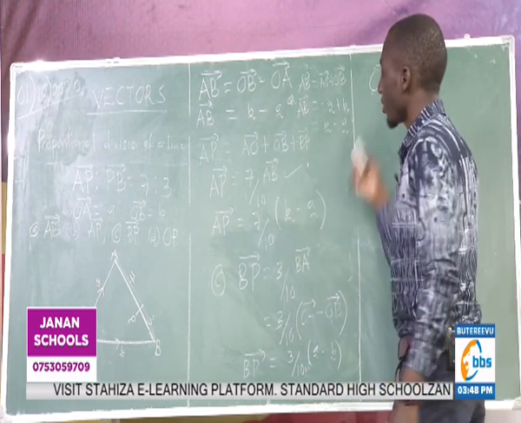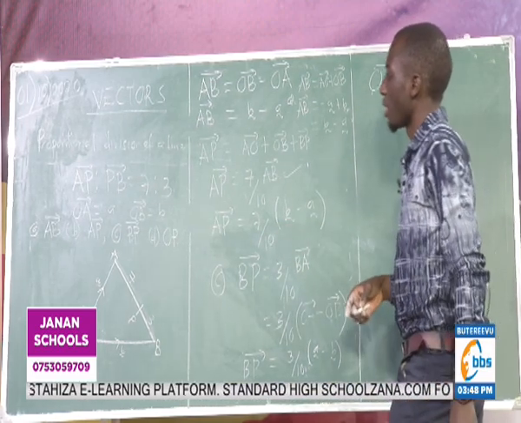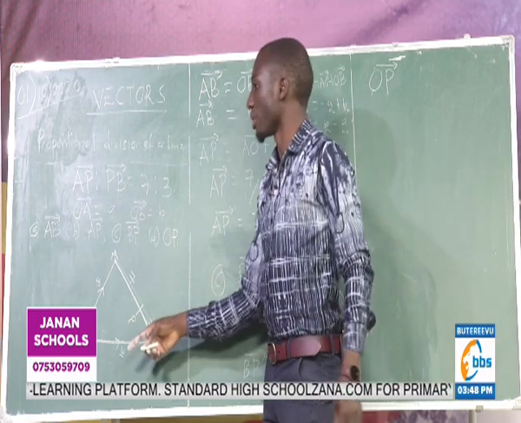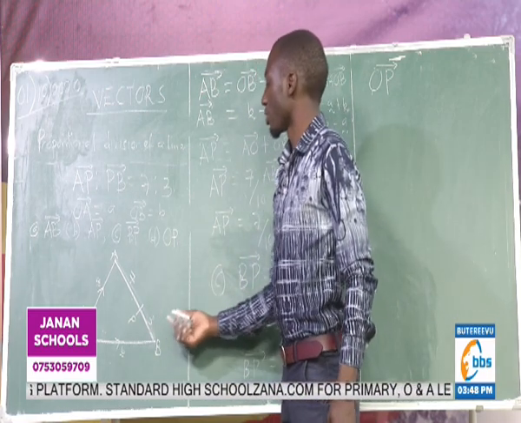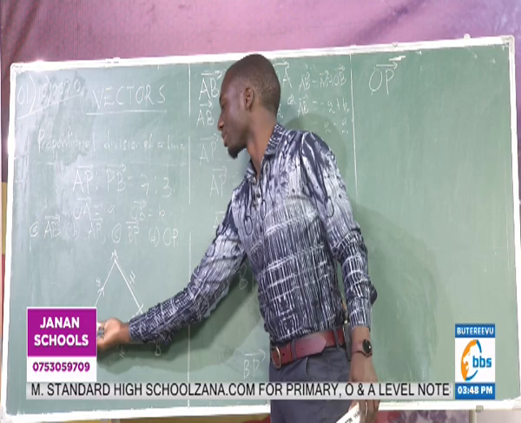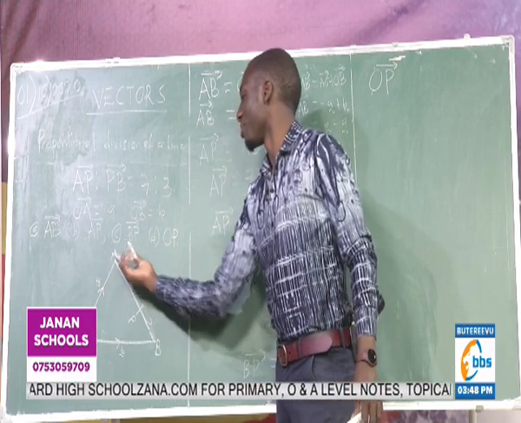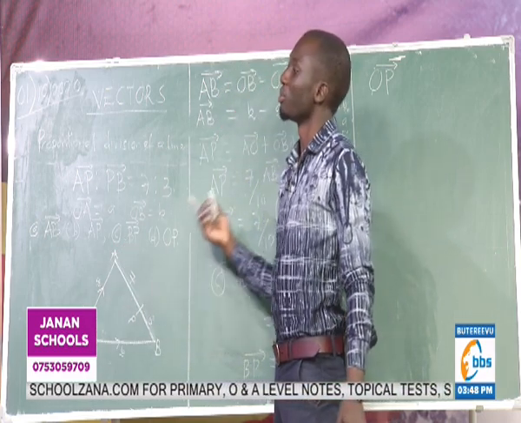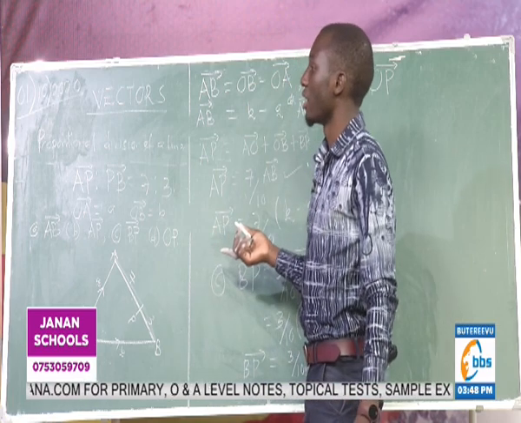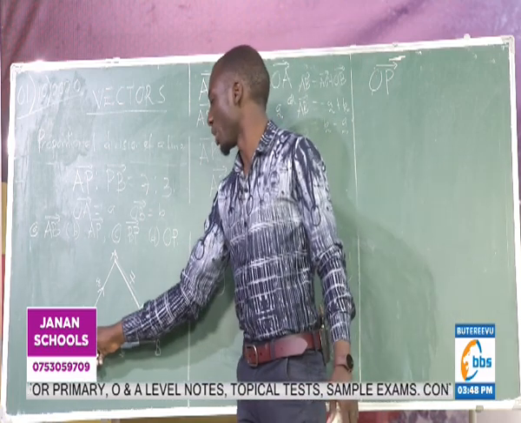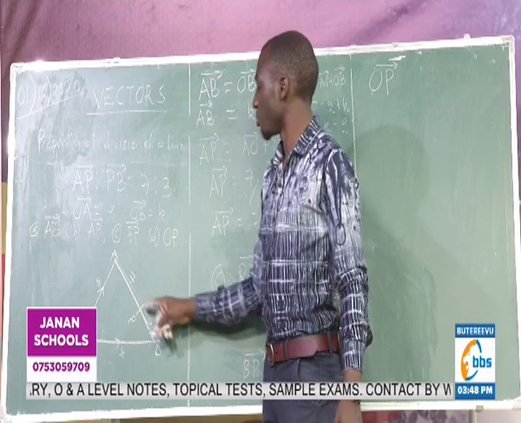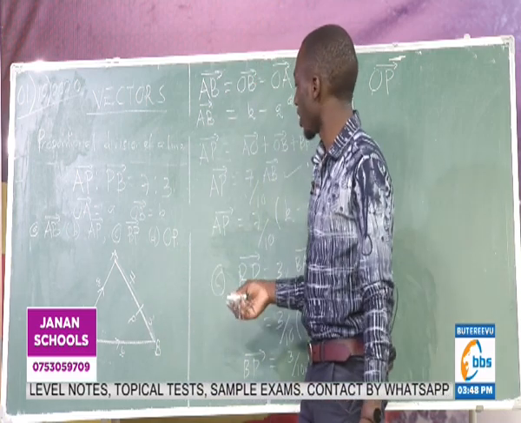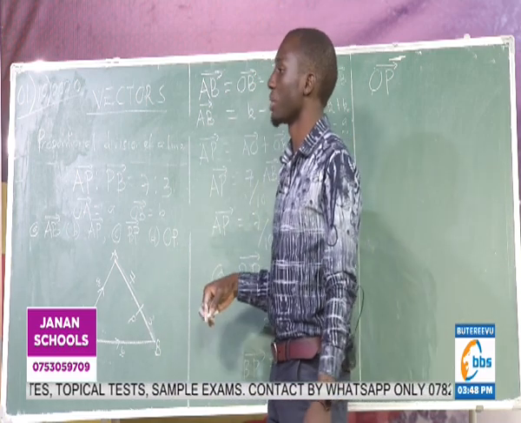So OP, you can still look at what we have. OP means that I can get OP in very many ways. OP can be OA plus AP. Also, even if I say OP is going to be OB plus BP. The good thing is you have AP, and you also have BP, so you can use any.